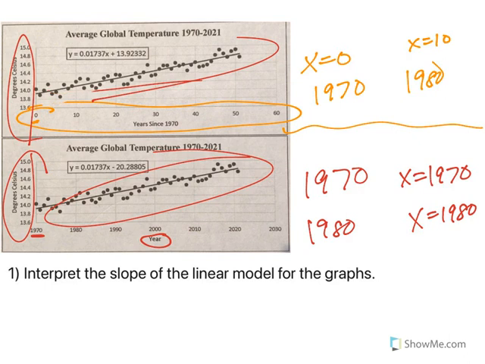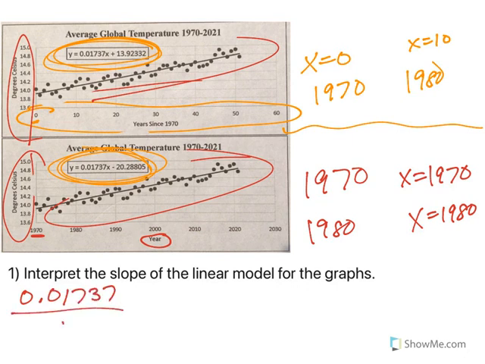The big difference then is in the equations. Okay, and we're going to look at those here in just a moment. First, we need to interpret the slope. The slope is the same, 0.01737 for both of them.